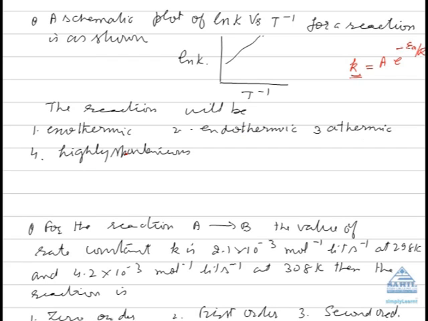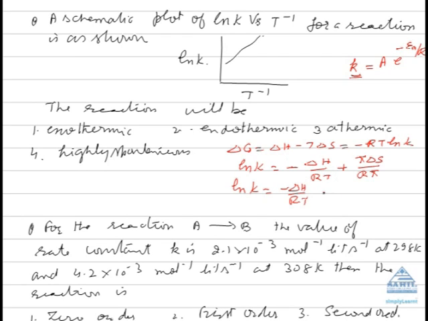In order to solve this question, you know delta G is equal to delta H minus T delta S, which is equal to minus RT ln K. So dividing it, you will get ln K is equal to minus delta H upon RT plus T delta S upon RT. So natural log of K is equal to minus delta H upon RT plus delta S upon R.